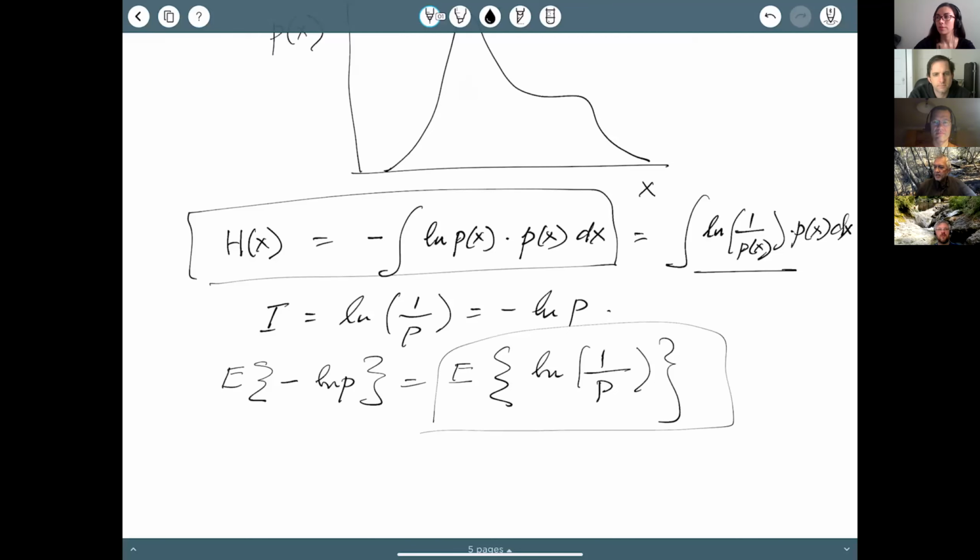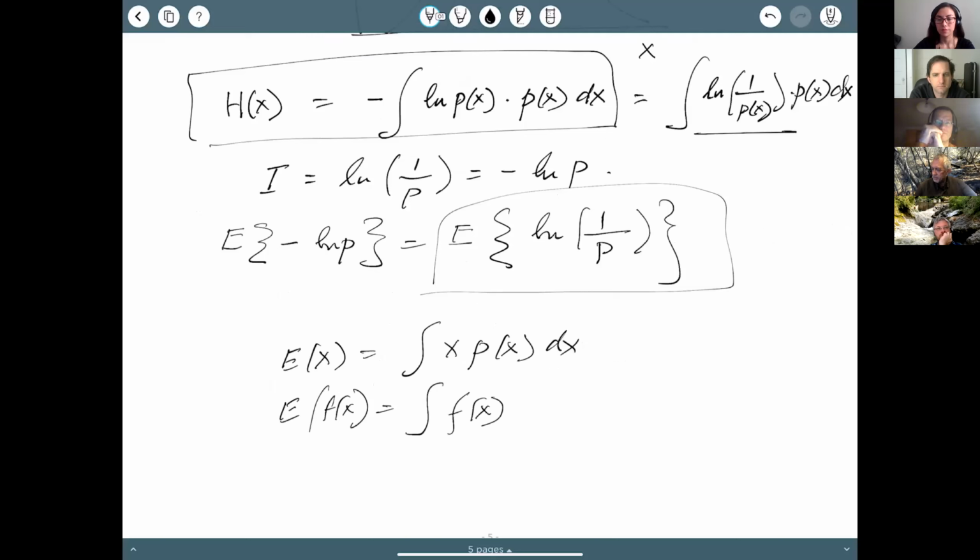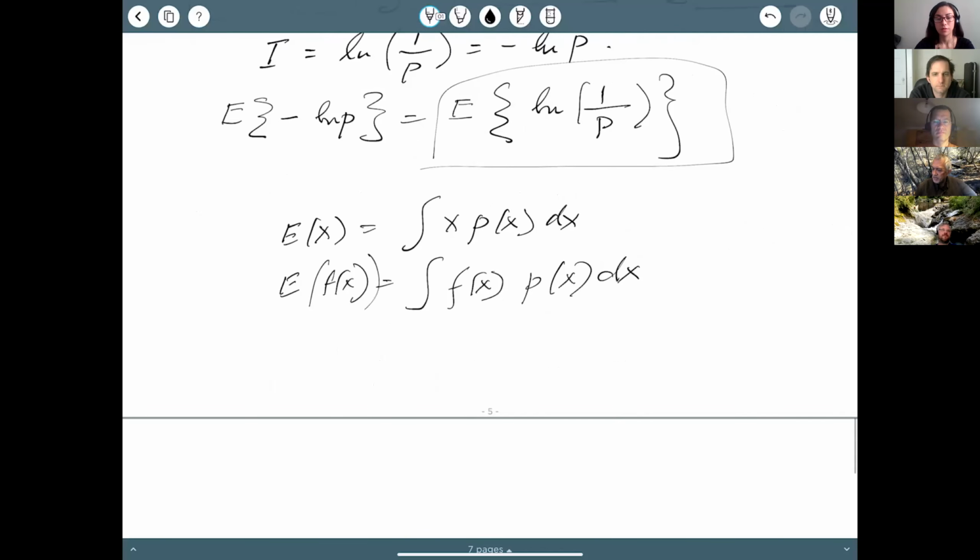Right? And this is analogous to the idea that if I want the expected value of X, I do integral x p(x) dx. If I want the expected value of f of x, I go integral f of x p(x) dx. And so basically what we're saying is, in this example, f of x is equal to log of 1 over p of x. Okay.